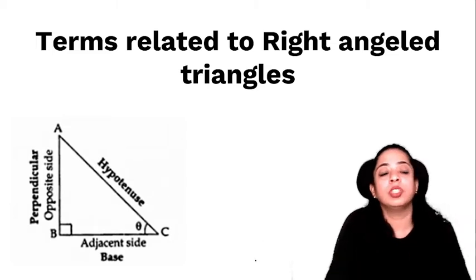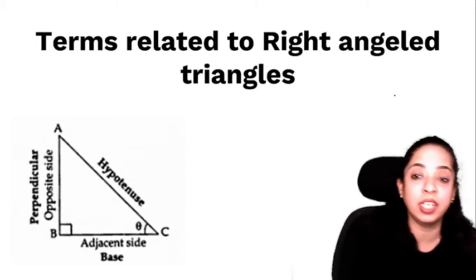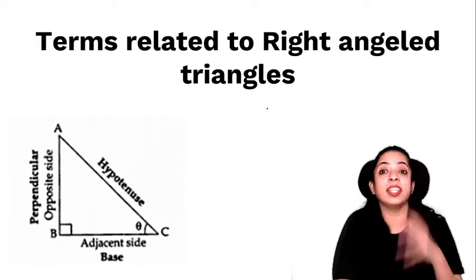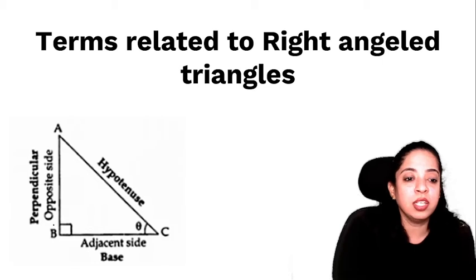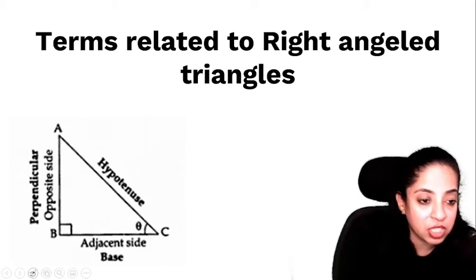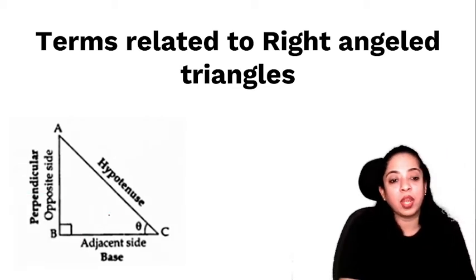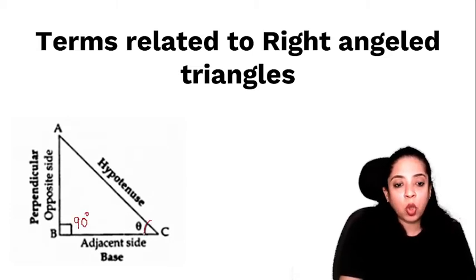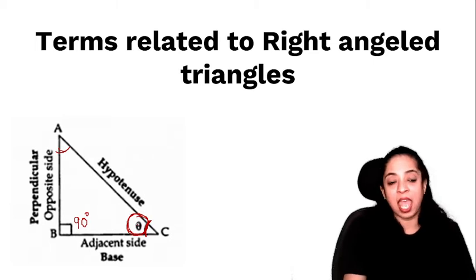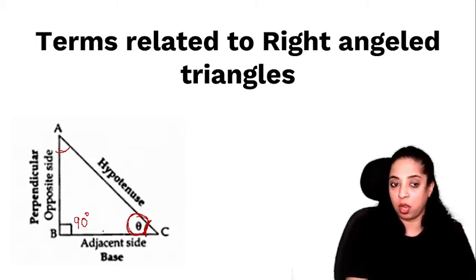Now this is a very important thing, terms related to right angle triangle. If you don't understand these terms well, it becomes difficult to do the sums. So see here, this is a right angle triangle. This at B is 90 degree. If I'm talking about this acute angle, this angle will also be acute and this angle will also be acute. So if I'm talking in particular about this angle, then in relation to this angle, what are the three sides? Let's talk about it.